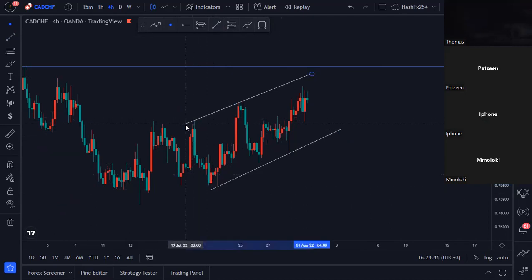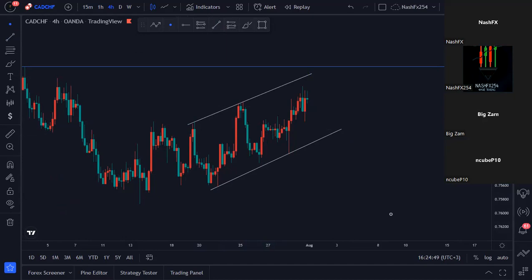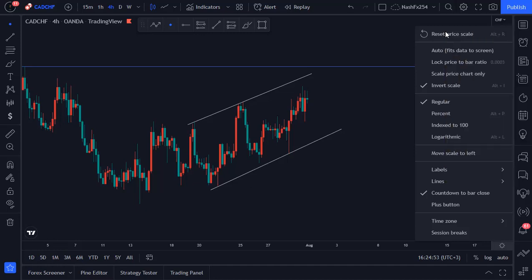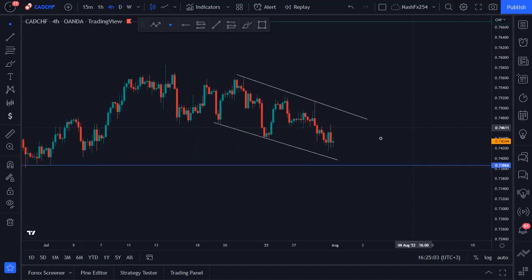Okay, this one looks nice. This one looks nice. So let me just invert it back. Oh man, these charts, man. Okay, if I invert it back, as you can see, guys, it's looking quite nice.